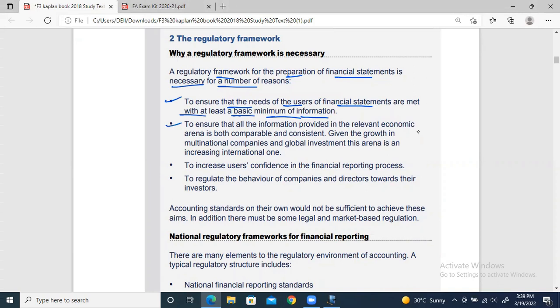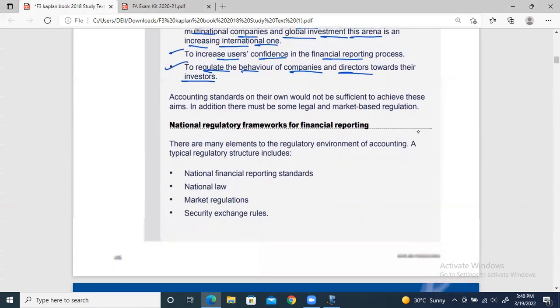Okay, to ensure that all the information provided in the relevant economic arena is both comparable and consistent. Given the growth in multinational companies, the global investment this arena is increasing, the international one, to increase users' confidence in the financial reporting process, because users will have confidence only when they know that company is following some kind of a regulatory framework. It's being controlled, it's being watched, right? And lastly, to regulate the behavior of companies and directors towards their investors. So this is also very important in regulatory framework.